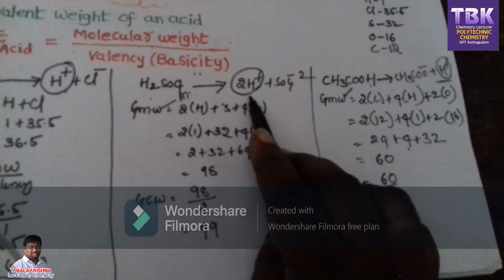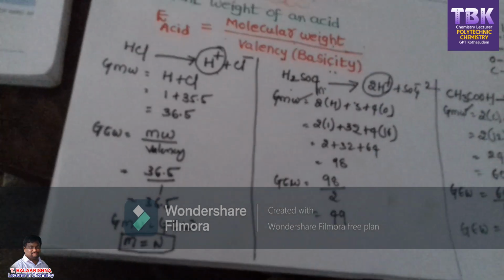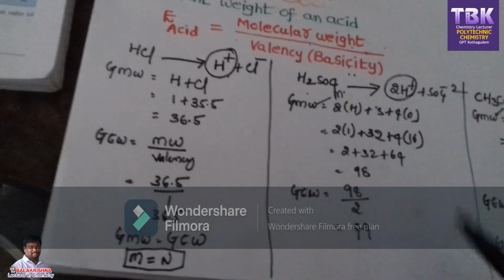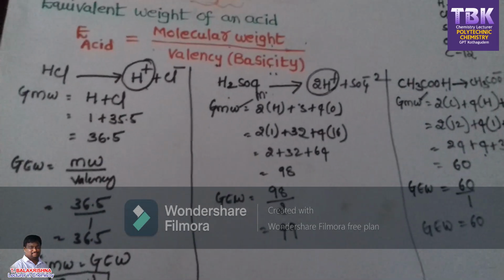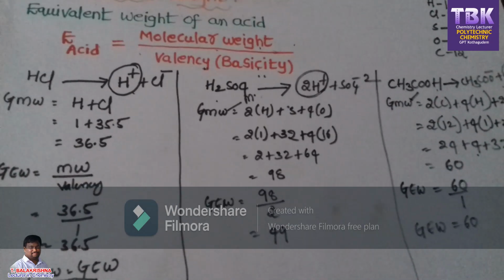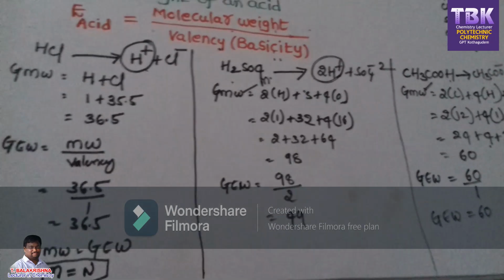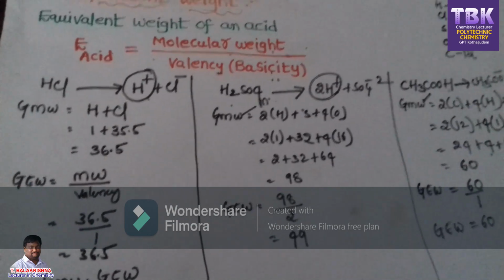The basicity is 1, replaceable hydrogens are 1. Here replaceable hydrogens are 2. Here replaceable hydrogens are 1. So that is the basicity, the replaceable hydrogens. Is it clear how to calculate the gram equivalent weight of acids?